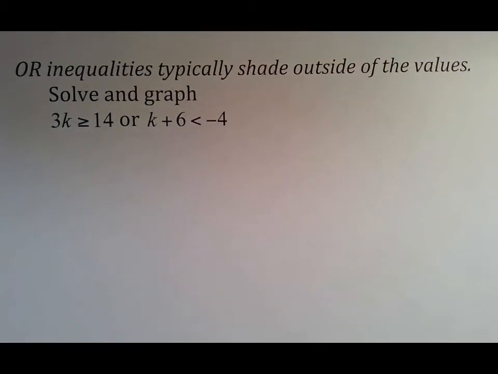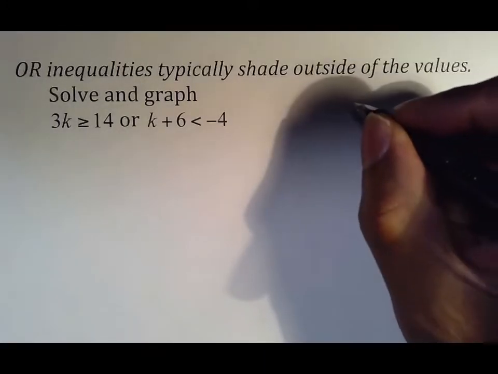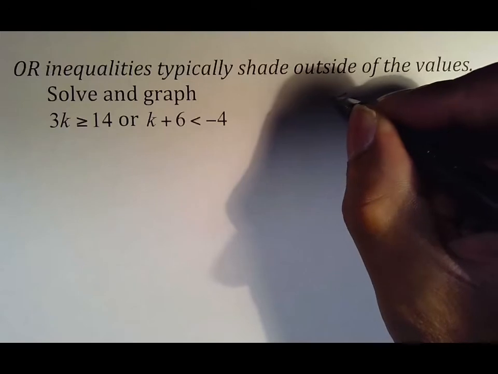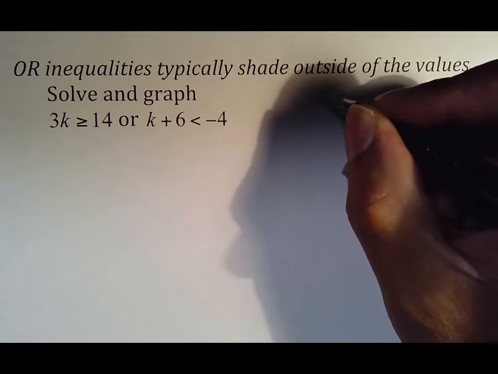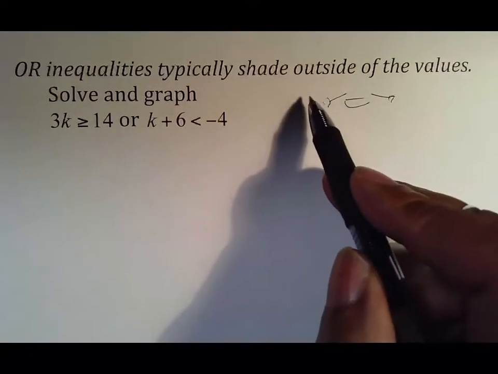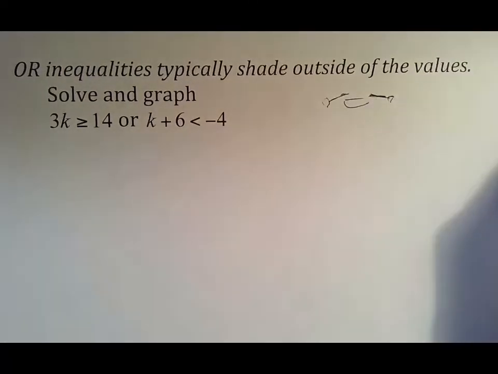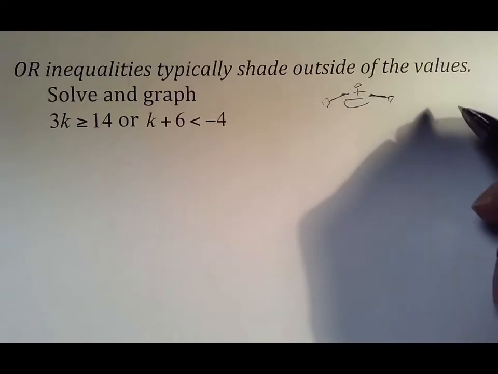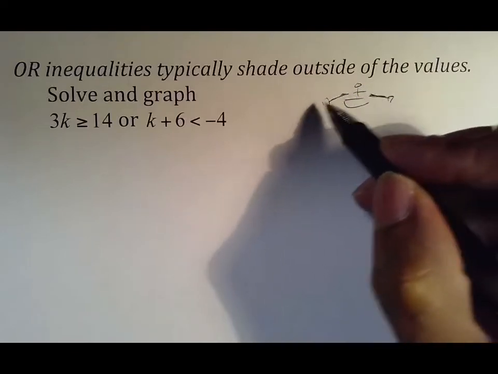Or inequalities typically shade outside the values. I think about or as an oar on a boat. Whenever you're sitting on a boat, I'm sorry, this is a terrible boat, but this is the front of the boat, and you typically have an oar on this side that you row with, and an oar on this side that you row with. That's how I think about or. It's this and this. So it's the outside parts, while you yourself, excuse my terrible art, are rowing, and these are your oars.